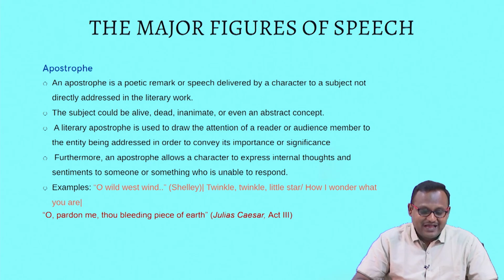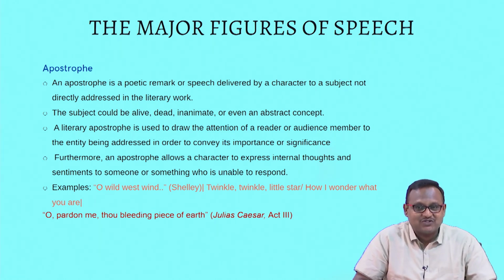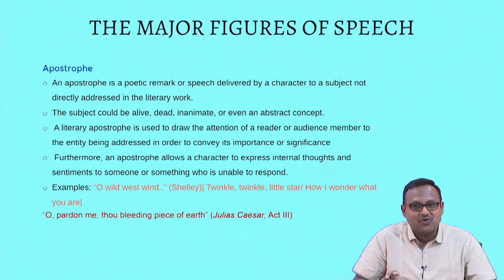So, we have a very well known poem. If you can recall, we also discussed this poem in one of our earlier classes, Ode to the West Wind, right. O wild west wind, he addresses the west wind as if he were addressing his friend. The poet addresses the nightingale as if he were addressing his friend. To a Cuckoo, Ode to a Nightingale.